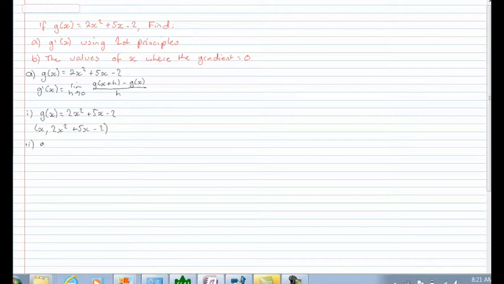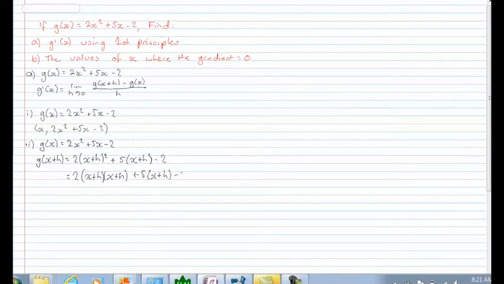Alright, write out the function once again. g of x is equal to 2x squared plus 5x minus 2. Alright, now we're substituting in x plus h for everywhere that we see an x. So we get g of x plus h is equal to 2 bracket x plus h squared plus 5 bracket x plus h minus 2. Okay, so let's expand that out a little bit. So you get that is equal to 2 x plus h squared plus 5 x plus h minus 2.